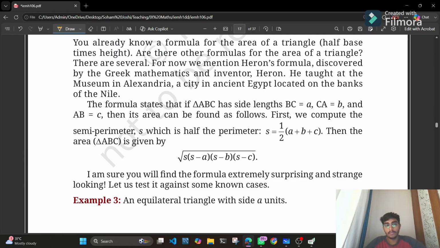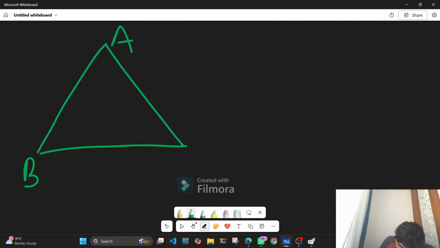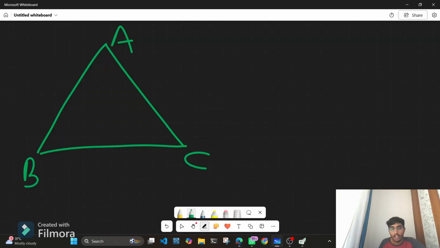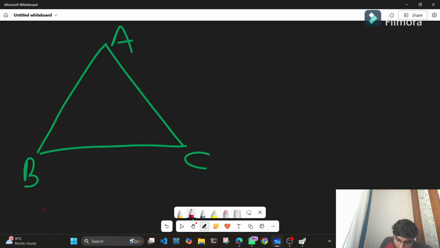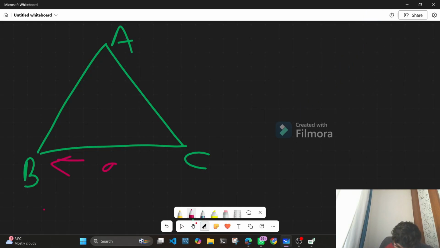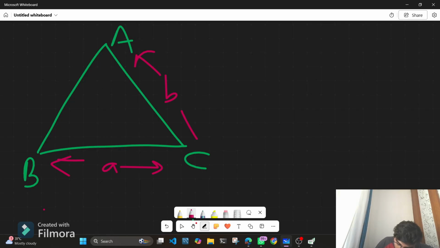Next up, we have Heron's formula. Let's say I have a triangle ABC. For this triangle, the side opposite to the vertex A is denoted by small a. Similarly, the side opposite to the vertex B is denoted by small b, and the side opposite to the vertex C is denoted by small c.